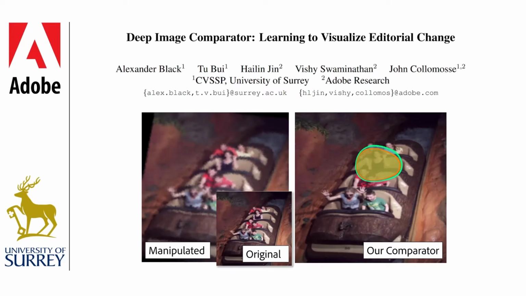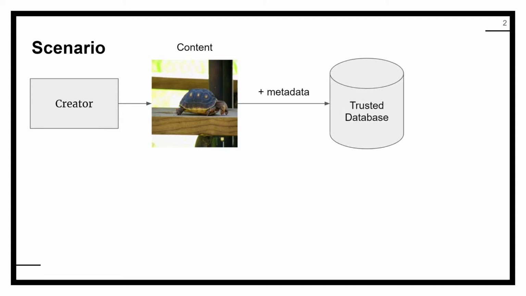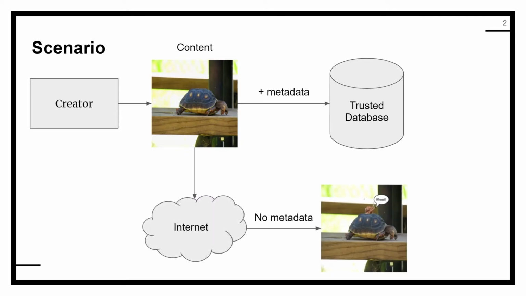My name is Alexander Black and today I will be talking about Deep Image Comparator, an approach to visualize editorial change. Imagine the following scenario. A creator authors some content that is then uploaded to a database, along with some metadata. But when the image is distributed around the internet, for example through social media, metadata can be lost. The image may undergo resolution, encoding quality, aspect ratio, and other benign changes, as well as editorial changes authored by other users that may affect the meaning or the story that the original image is aiming to tell.